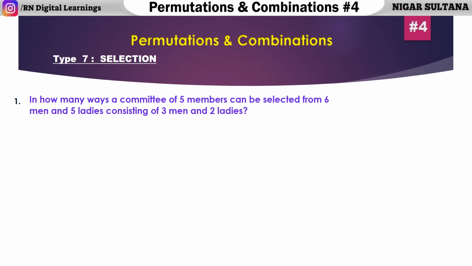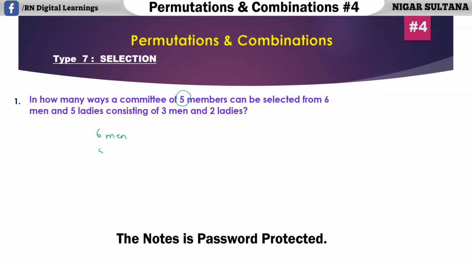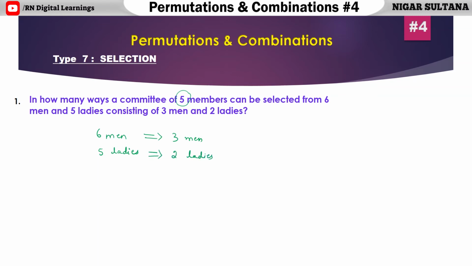So what is given? First let's analyze what has been given. It's telling to form a committee of 5 members. Then from how many men and ladies? Totally we have 6 men. Next we have 5 ladies. Now how many do we have to select among these? I need to select 3 men out of 6 men, then 2 ladies among 5 ladies, right? So totally it has to be 5.